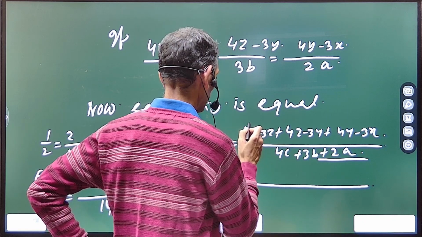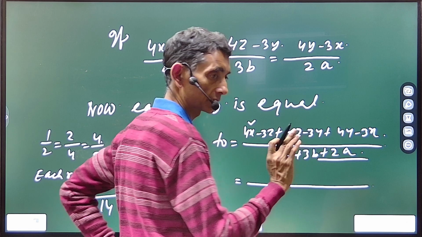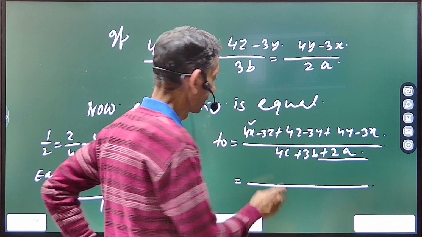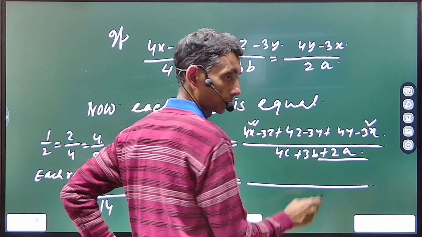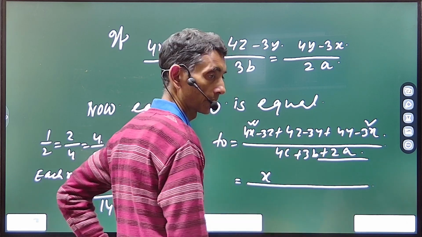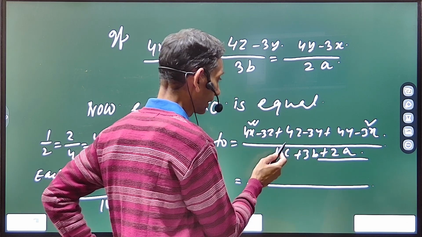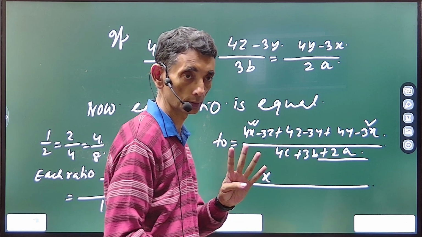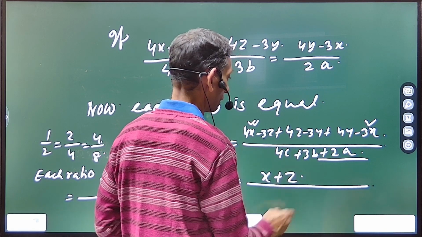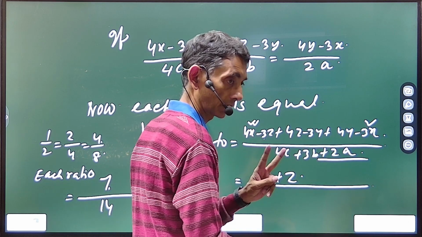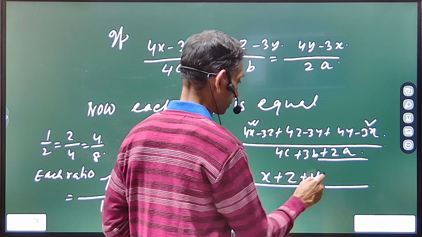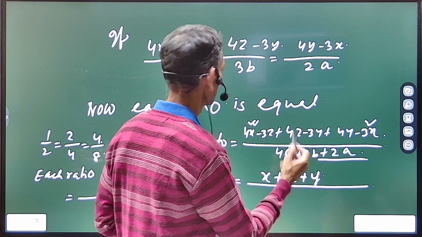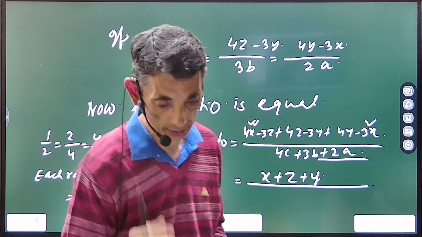Look, like terms can be added or subtracted. Like terms can be added or subtracted. Here 4x is there and minus 3x is there. 4x minus 3x means x. Then minus 3z plus 4z, how much? Plus z. And minus 3y plus 4y means plus y. Okay, here there is 4c plus 3b plus 2a. I think the question asks to show this, right?